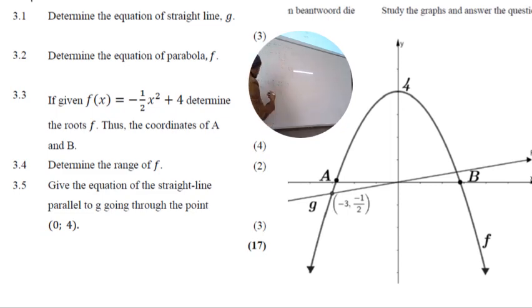We're going to substitute, because they ask us to determine the equation of the parabola, and the equation of the parabola will always be in this form. So we're going to substitute. That's going to be negative of x squared plus 4.